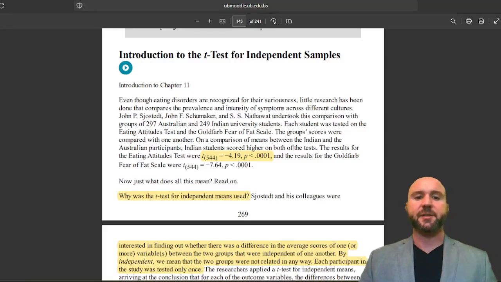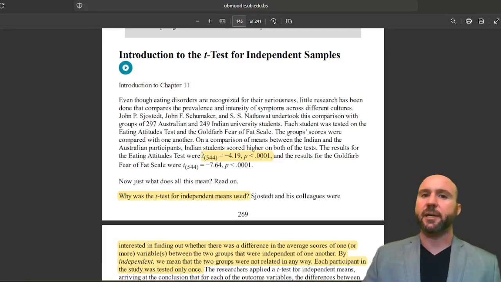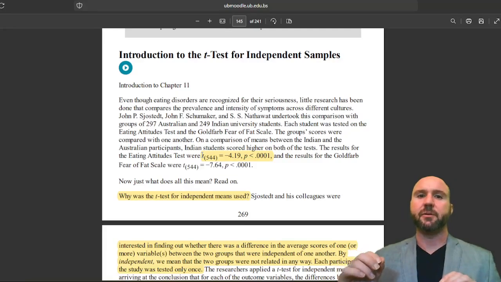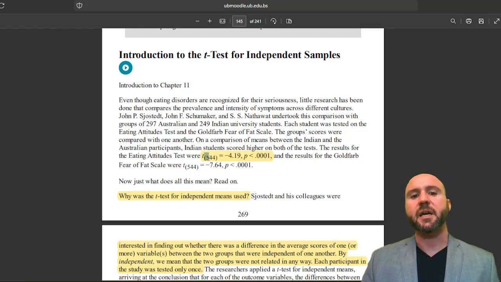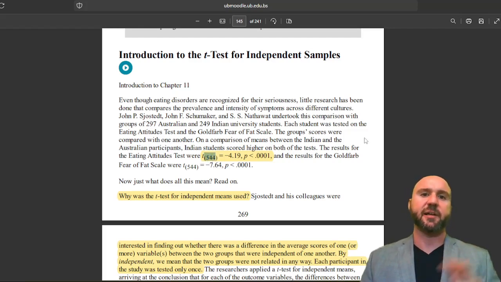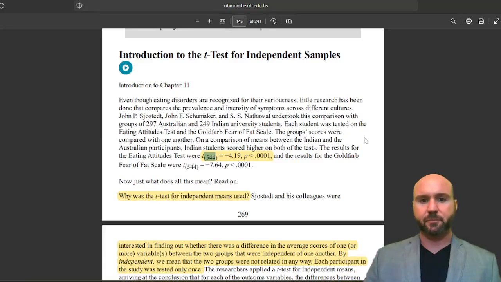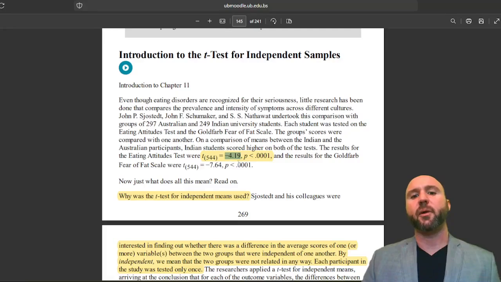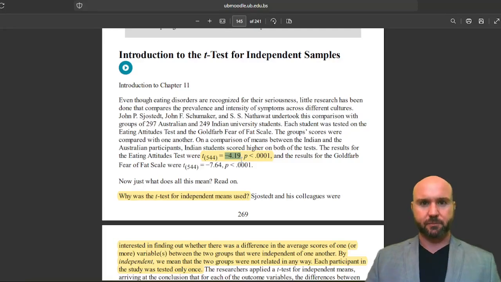Okay, so for the exam, I would expect you to know something like this, that there was a t-test conducted. At this point, you don't know whether it's an independent sample or a dependent sample. You'd have to read that from the context of the situation. There are 544 degrees of freedom. See my previous lecture on degrees of freedom. The obtained value is negative 4.19. So the absolute value is 4.19.